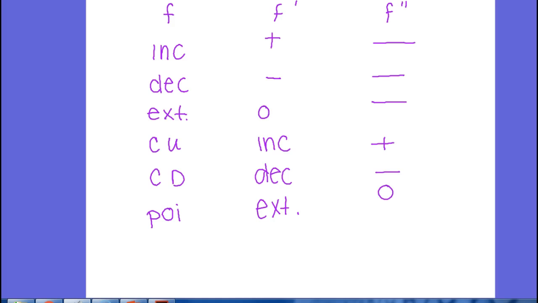Inflection means it changes from like a smile to a frown. And an extrema is a min or a max. It's just that means both. Yes, dear. For f double prime, whatever. Is that three negatives?